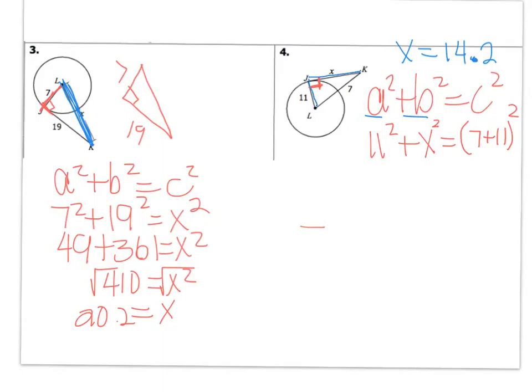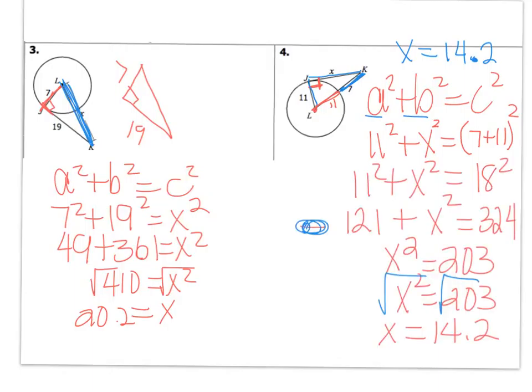And so we have 11 squared plus x squared equals, well, wait a minute. If you notice, the outside is given and it's 7. However, we have to problem solve and figure out the radius is the same in any circle. It's 11. So my c is going to be 11 plus 7, which is 18. Okay, so simplifying, we get x is equal to 14.2.